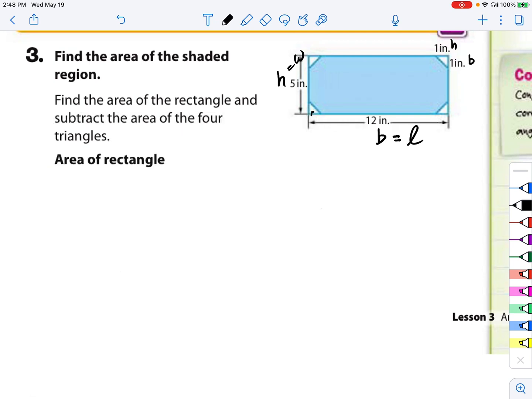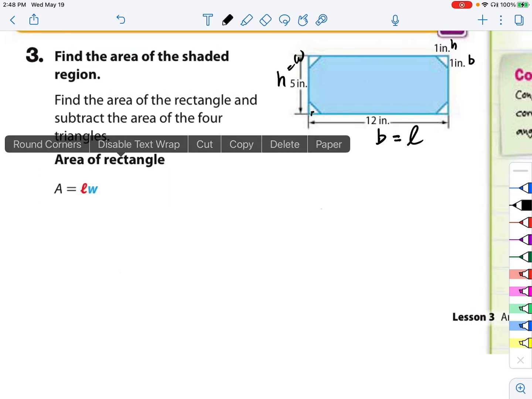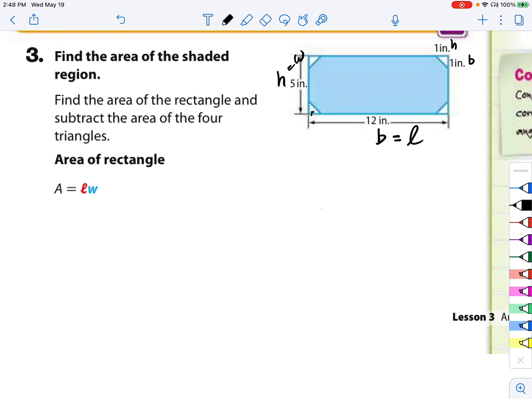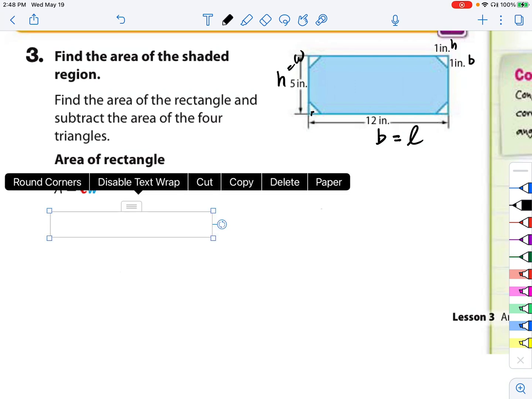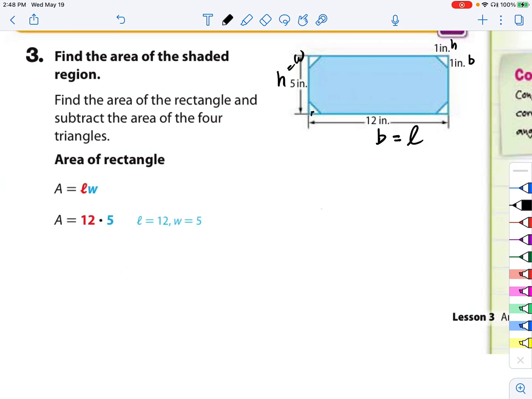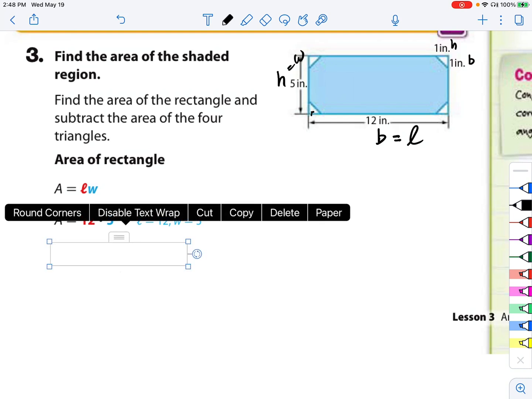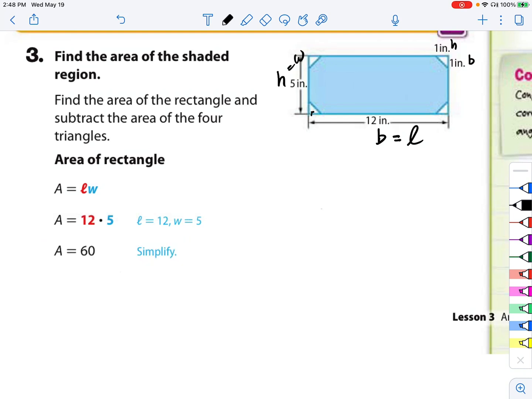And a rectangle is a parallelogram. The area of a rectangle is length times width, like what I mentioned. So we simply multiply the length, which is 12, and the width, which is 5. So 12 times 5. The area of this rectangle is 60 square inches.